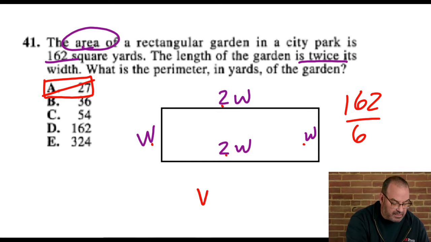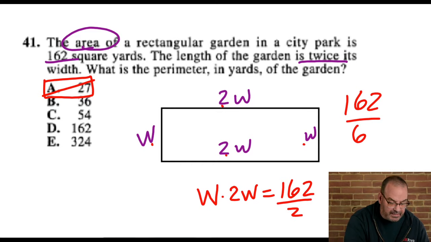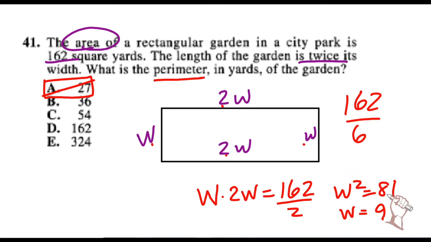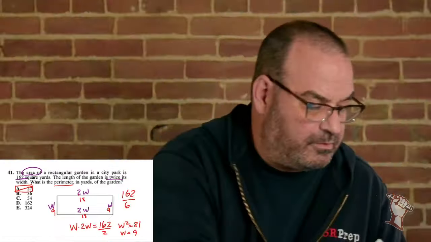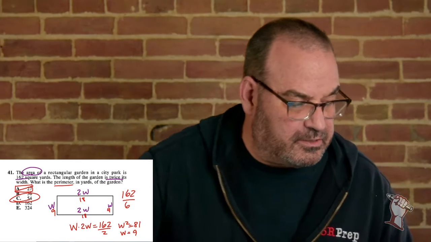So the area is length times width, W times 2W equals 162. This would be 2W squared. Divide by 2, I get W squared equals 81. So the width is 9. It wants to know the perimeter. 9 times 9 plus 9, 2 times 9 is 18, and 18. So we've got 2 times 18 plus 2 times 9, and that's going to equal 54, which is our correct answer.